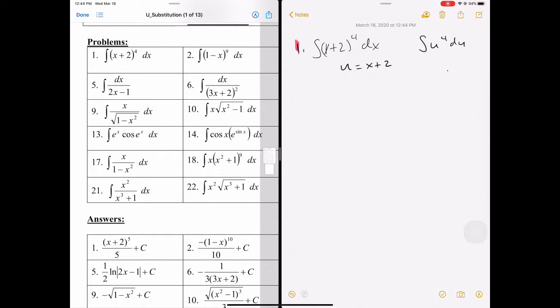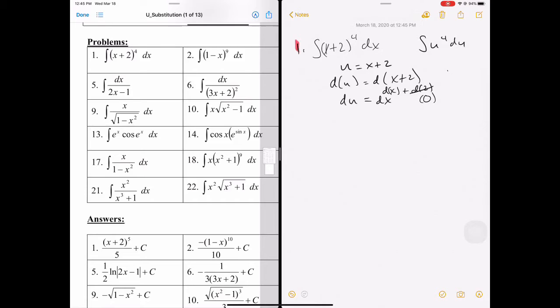So let's take the derivative of u and of x plus 2. I'm going to write it out this time. Take the derivative of u, and then the derivative of all of x plus 2. The derivative of u is just du. We separate the derivative of x plus 2 into two derivatives. Remember the rule, we separate the derivative, plus the derivative of 2. The derivative of x is just dx, and the derivative of 2 is 0, okay?